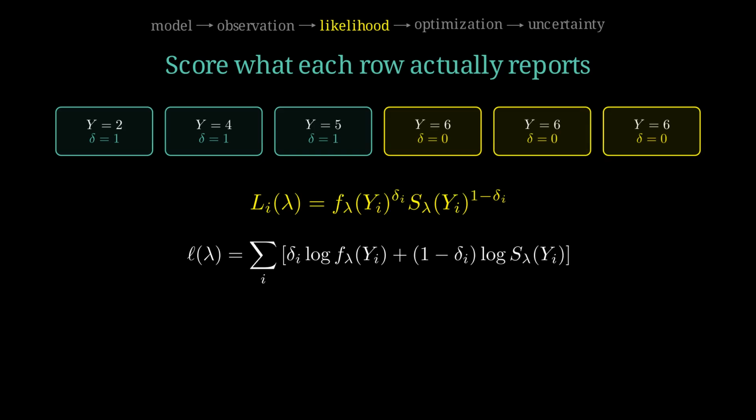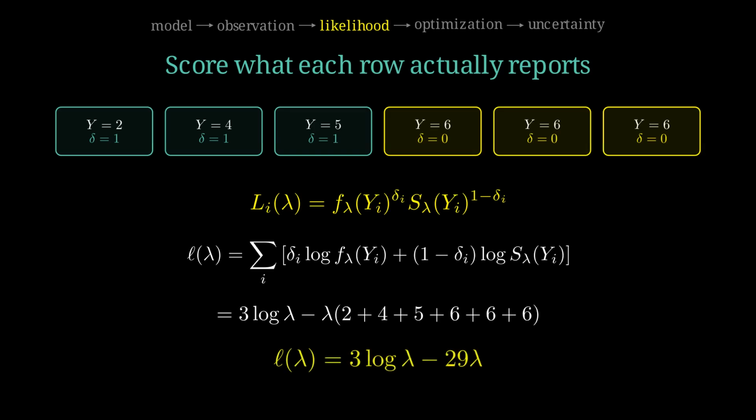Taking logs turns the product of 6 contributions into a sum. 3 observed failures supply 3 copies of the logarithm of lambda. All 6 machines contribute their time under observation. 2 plus 4 plus 5 plus 6 plus 6 plus 6, or 29 machine days. The result is 3 log lambda minus 29 lambda.